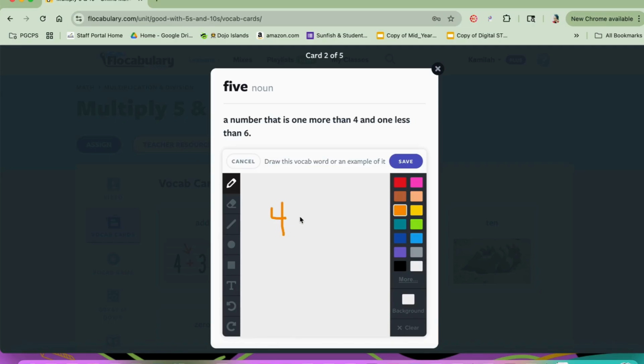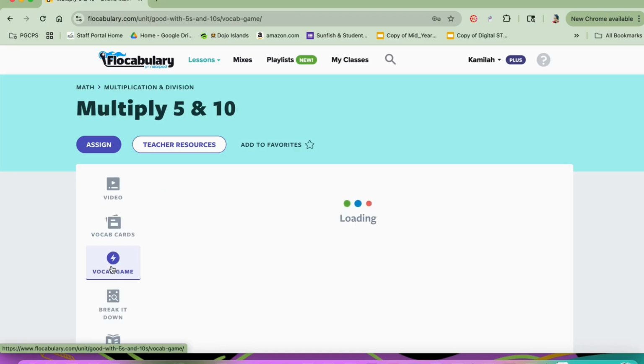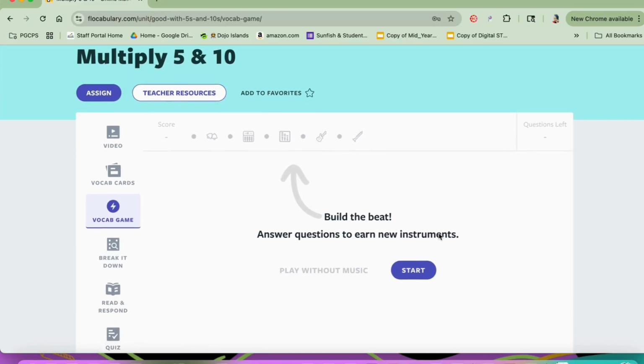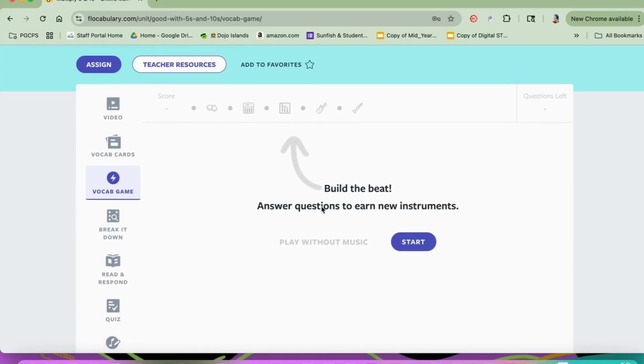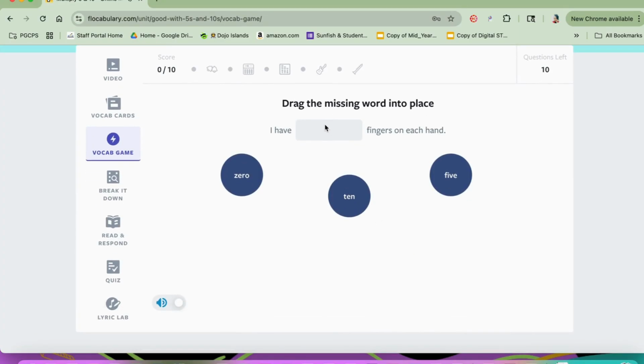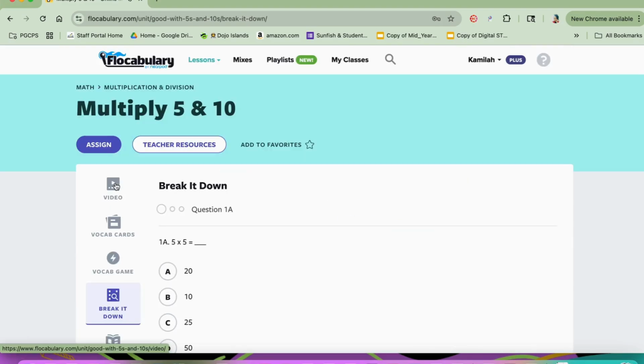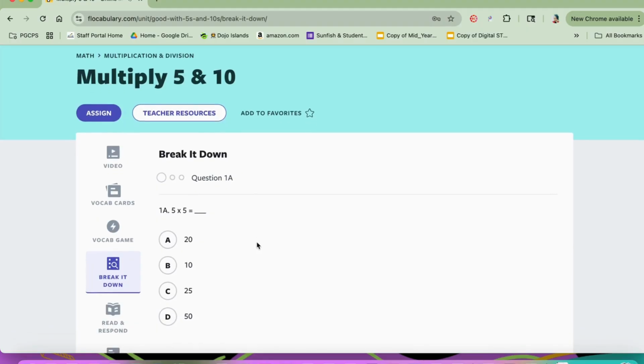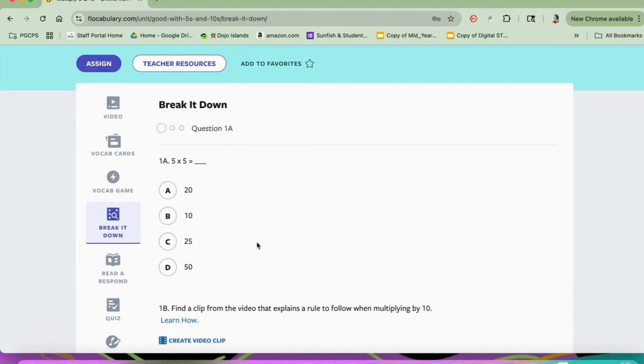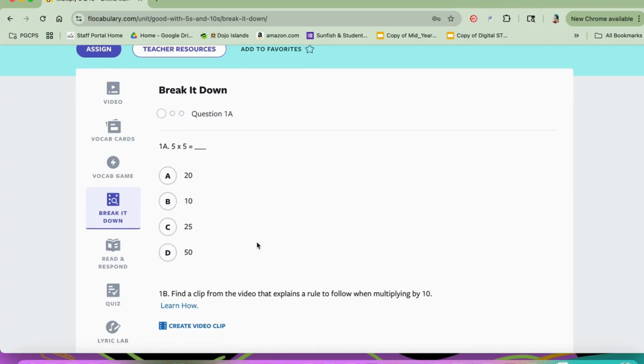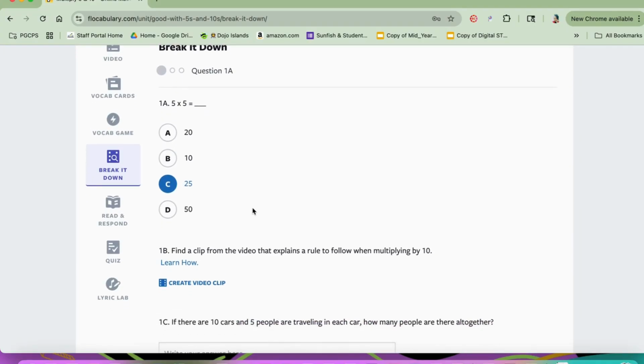Next, we jump to the vocab game, which was a fun and interactive way for students to check their understanding of terms like multiple, skip count, and pattern. From there, the students went to break it down and read in response. This helped the students move into more independent practice.